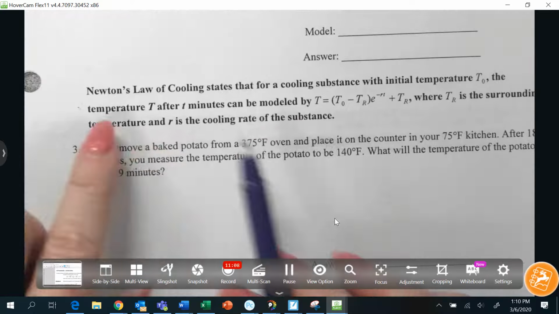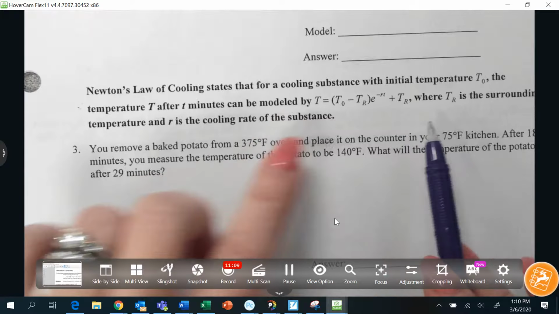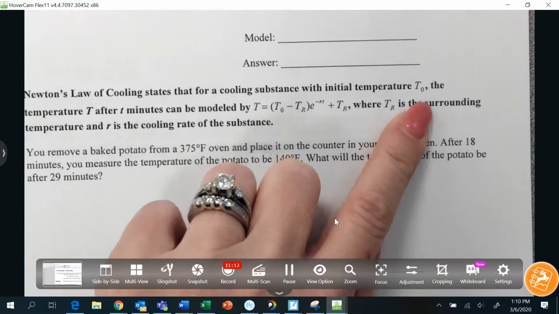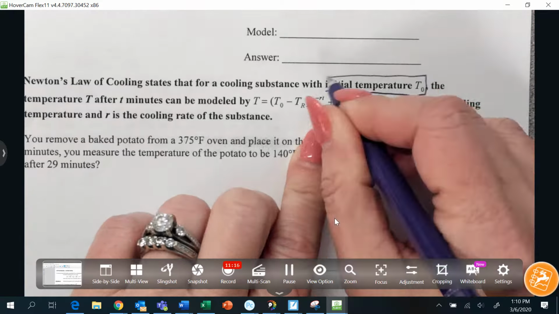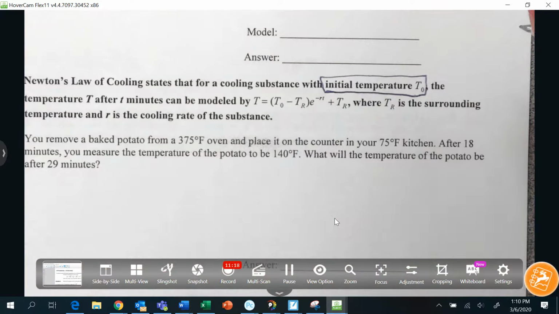So here's the explanation of all these letters. We've got T subscript 0. This is the initial temperature. Subscript 0 means the temperature when time starts. No time has passed. Subscript 0. This is the first temperature, right when you take it out of the oven. Exactly.